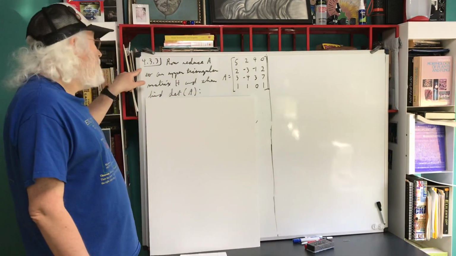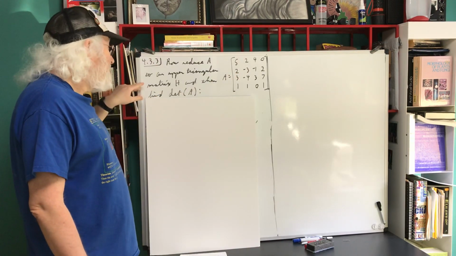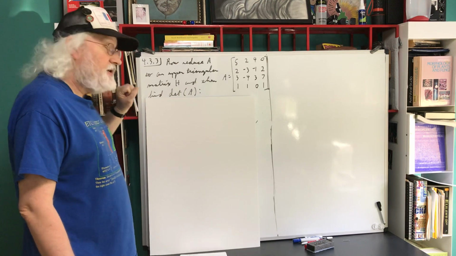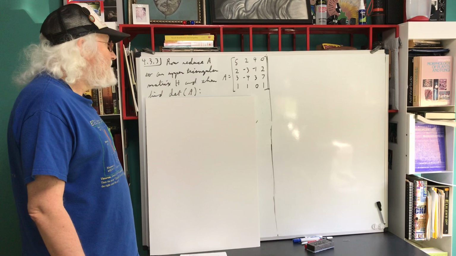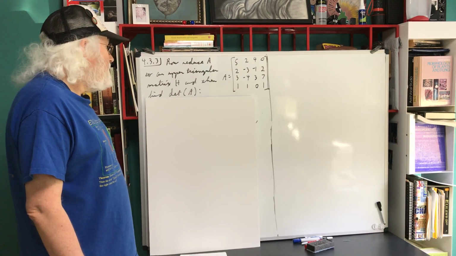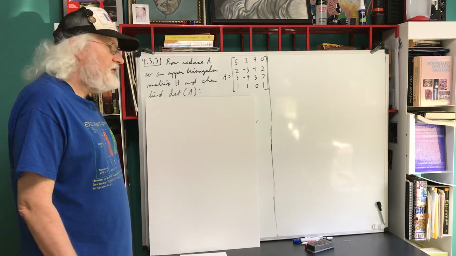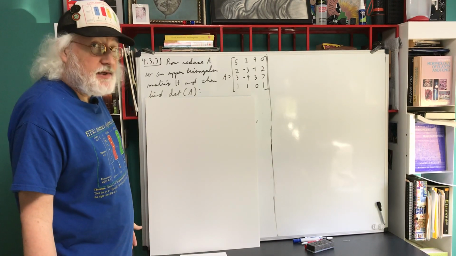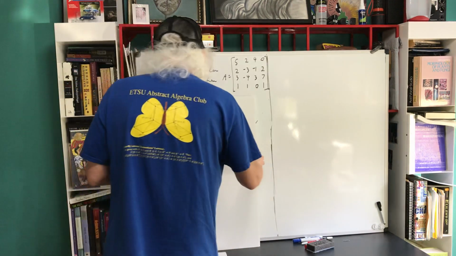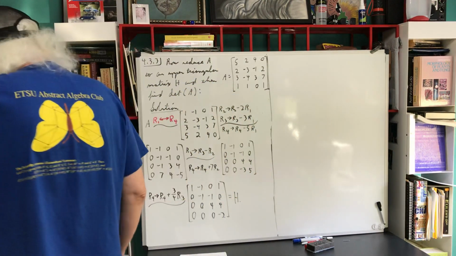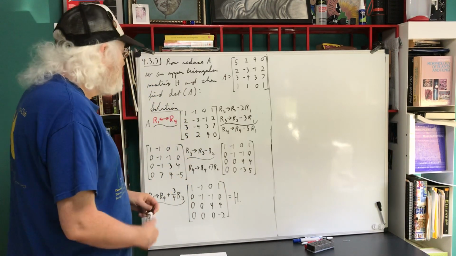Exercise 4.3.3 says row reduce matrix A to an upper triangular matrix H and then find the determinants of A. All right, so let's see. If we can row reduce A down to an upper triangular matrix, it's easy to take the determinants of upper triangular matrices. So let's do some of that. Let's do the row reduction. So let me prefabricate the row reduction here.